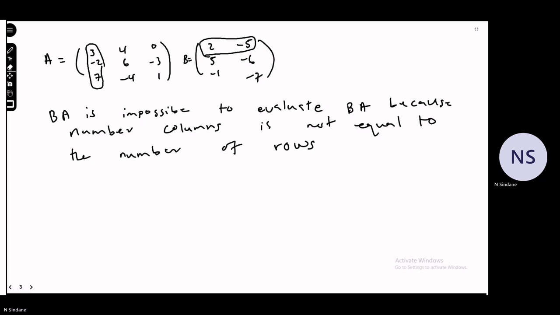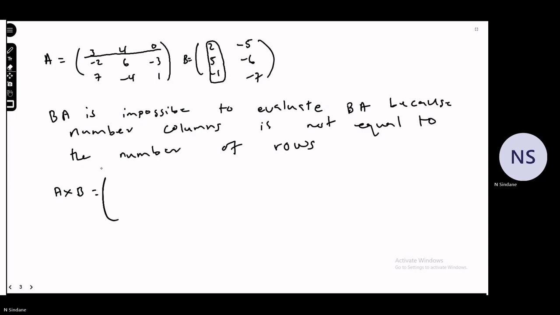Right? This is impossible to do, but you can do this one, A multiplied by B, because we are multiplying the number of columns with the number of rows. Let me just erase that. In this case, we have number of columns 3, number of rows 3. So you can multiply them, right?